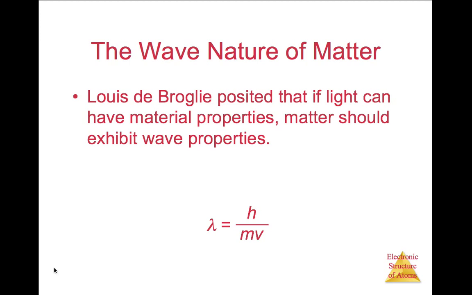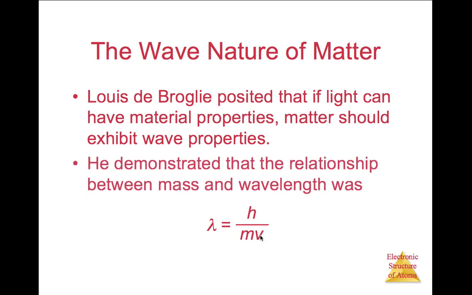And Louis de Broglie postulated that if light can have wave-like properties, matter should be able to exhibit these as well. And he came up with this equation right here, that wavelength is equal to Planck's constant divided by the mass times the velocity of the object. And he demonstrated that the relationship between mass and wavelength was this famous equation called the de Broglie equation.